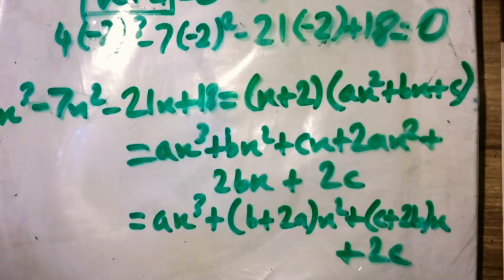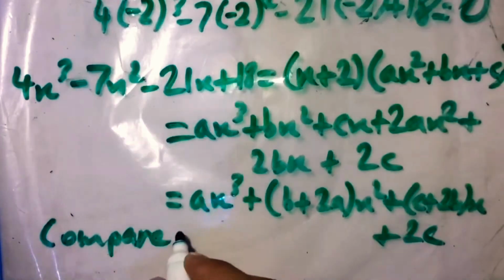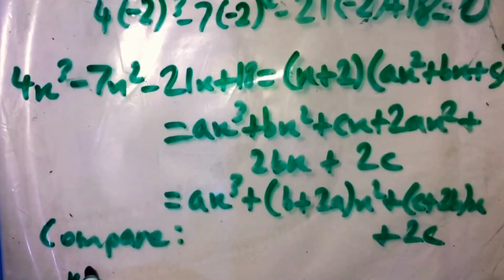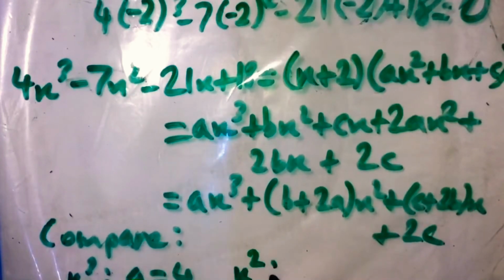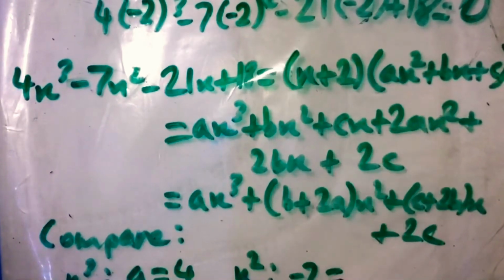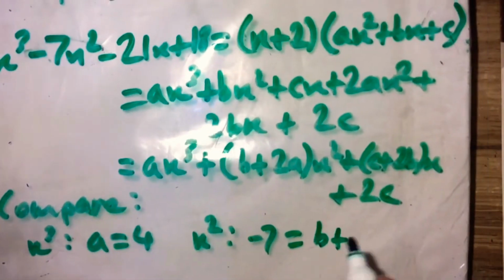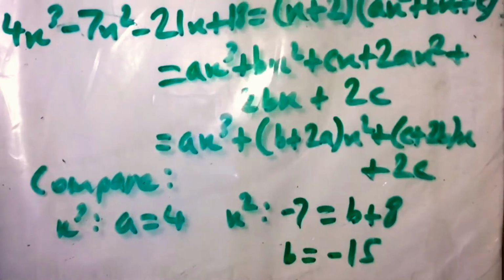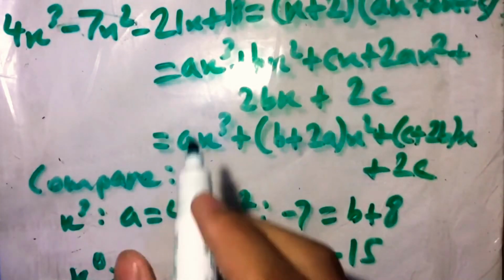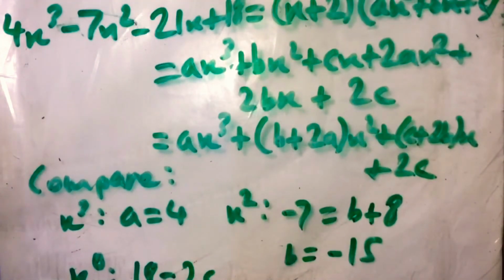Now, as we did in polynomial identities, we'll compare the coefficients. Comparing the coefficients of x cube, so a equals 4. x square, we have minus 7 equals b plus 2a. b plus 2a means 2 4s are 8. So b equals minus 15. And for c, we'll compare the coefficient of x to the power 0. Here it's 18 and here it's 2c. So 18 is equal to 2c, c is equal to 9.